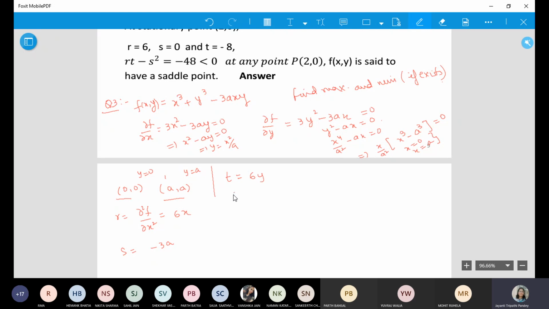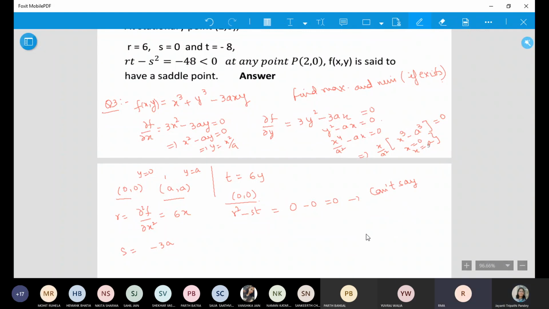So let's try for point (0, 0). Let's see, r square minus st. r is 0, s is minus 3a, t is 0. So 0 minus 0, that is 0. And if it is 0, what do we write? Can't say. So neither maxima nor minima, we can't decide.